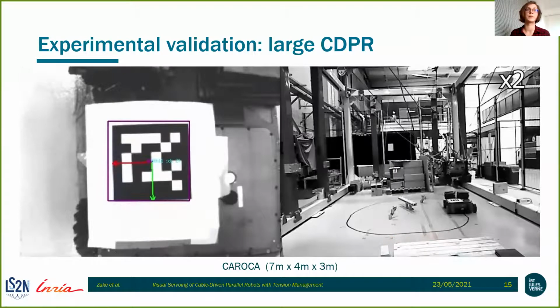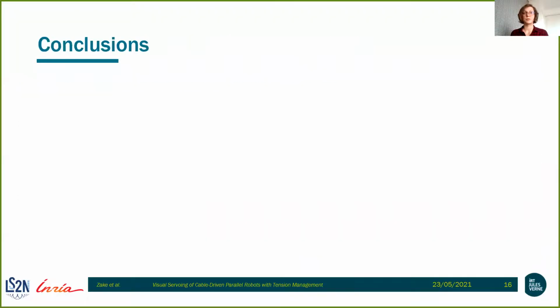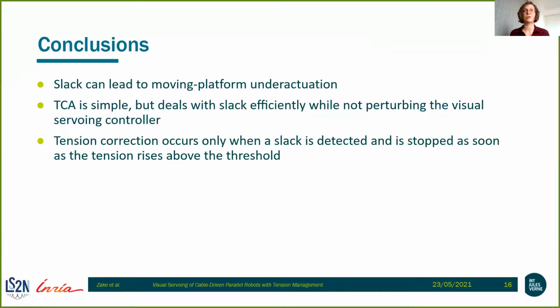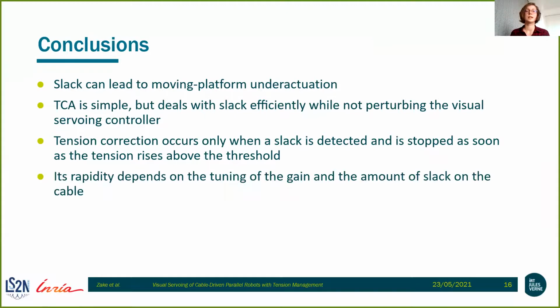So, conclusions. The slack can lead to moving platform under actuation. The TCA is simple but deals with slack efficiently while not perturbing the visual servoing controller. The tension correction occurs only when a slack is detected, and it is stopped as soon as the tension rises above the threshold. Its rapidity depends on the tuning of the gain and the amount of slack on the cable.